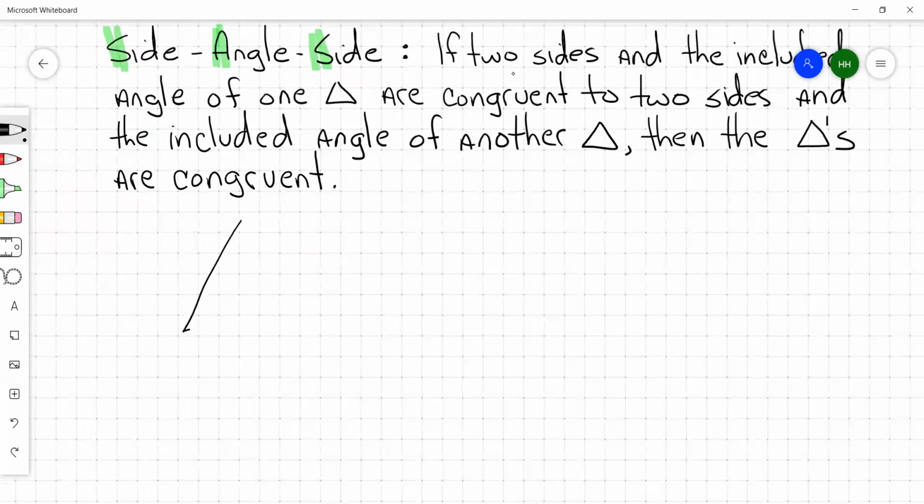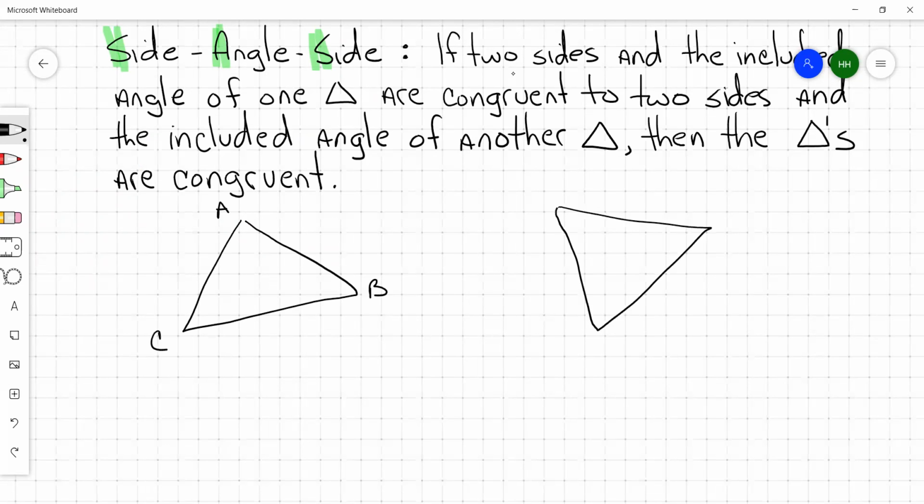If you have triangle ABC and triangle DEF, here is a side, an included angle, and a side congruent to a side, included angle, and a side.